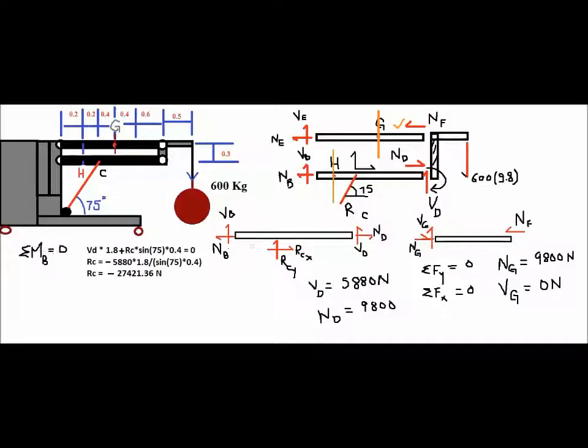According to this equation, there are two forces that are acting in the vertical direction. One is VD and the other is RC in the Y direction, I mean the component of RC in the Y direction. All the other forces are in the X direction. That wouldn't really create any moment because they are acting axially on this beam. So they will definitely not create any moment.